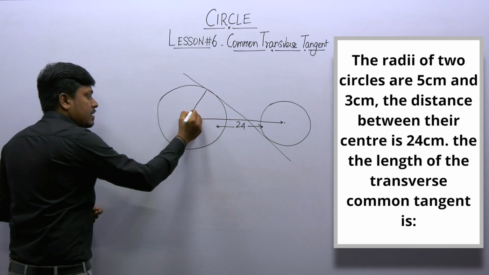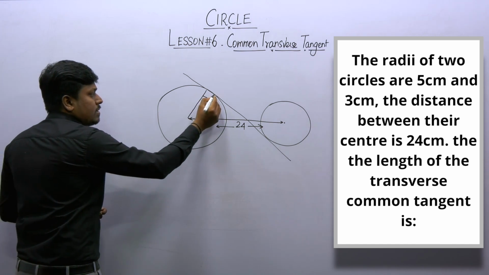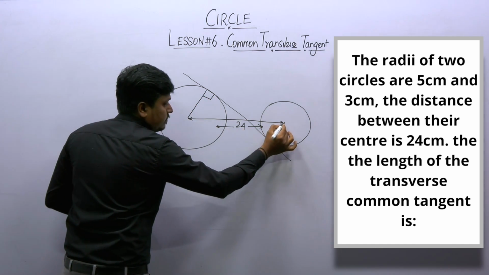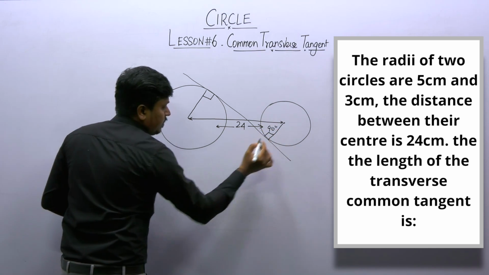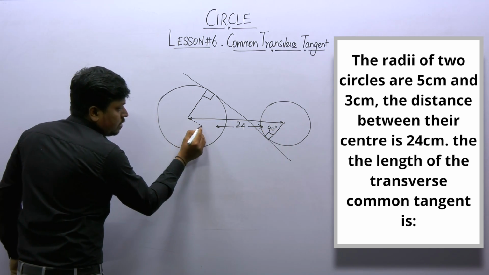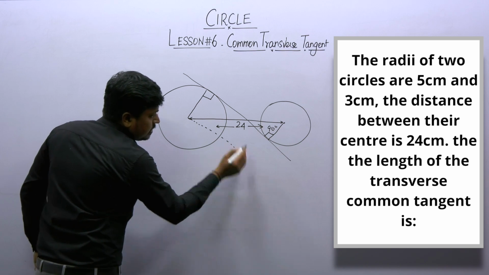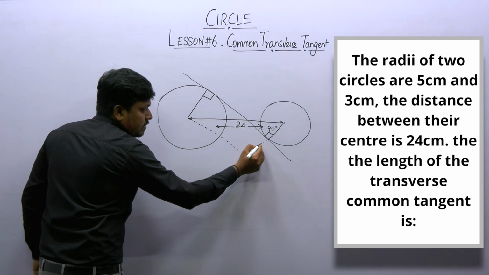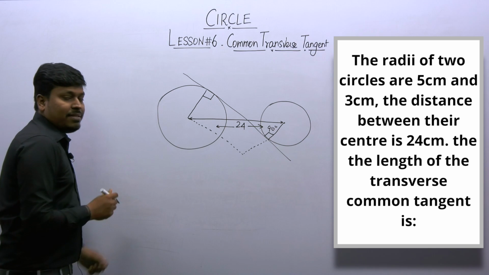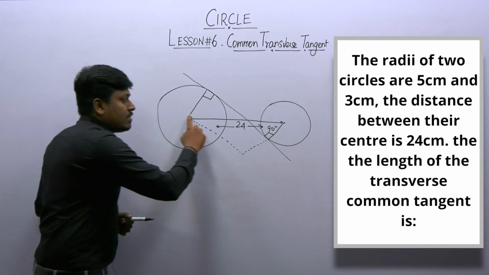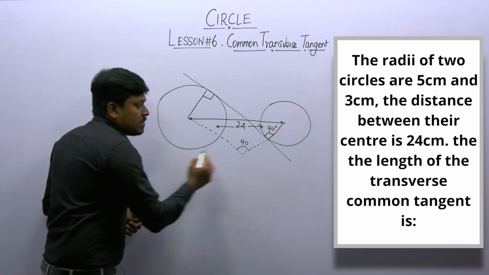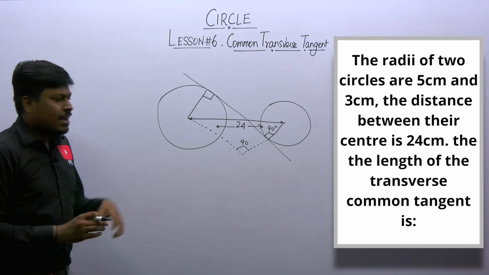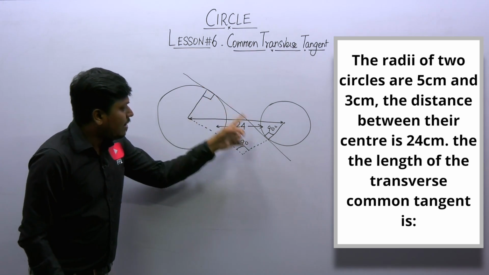Because this is the radius of the circle, this angle will be 90 degrees. Similarly, this angle will be 90 degrees. So we can draw a dotted line here, parallel to this line. Finally we have framed one right angle triangle, because this angle will definitely be 90 degrees. So it's a right angle triangle.